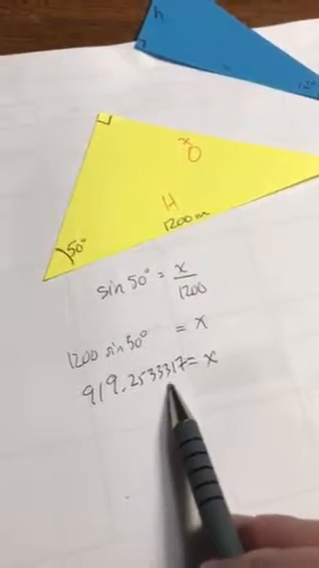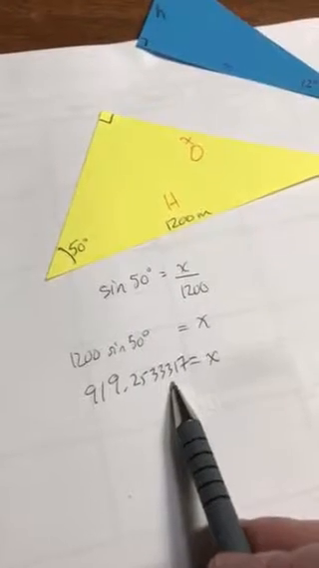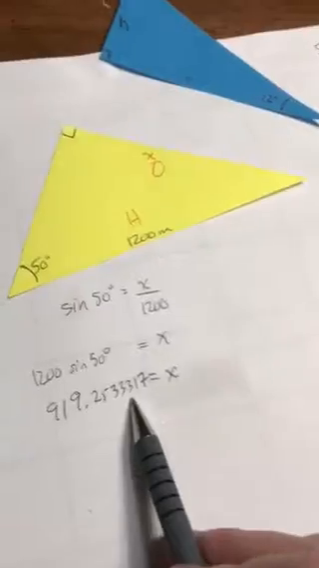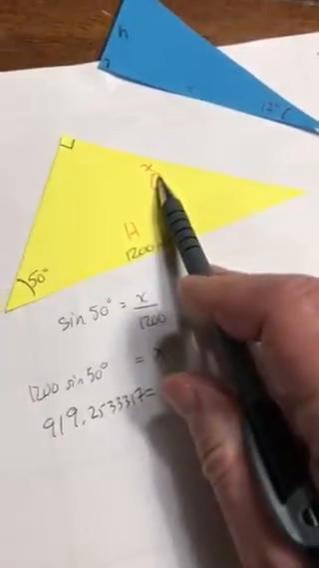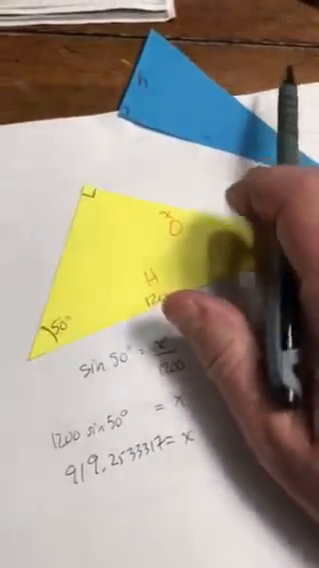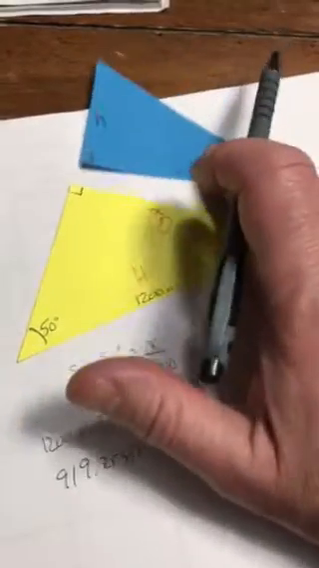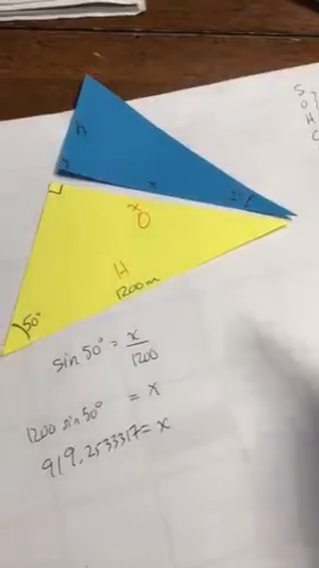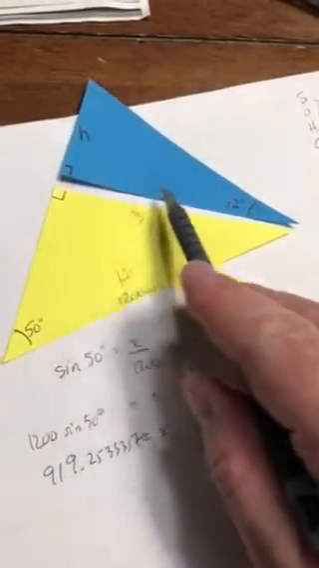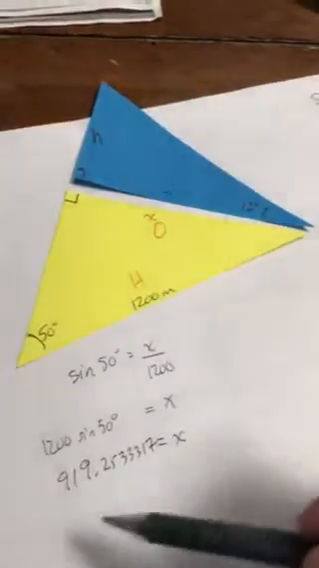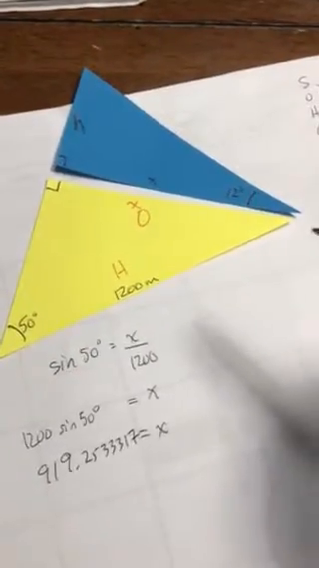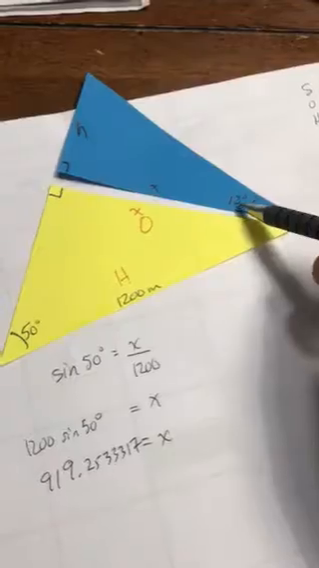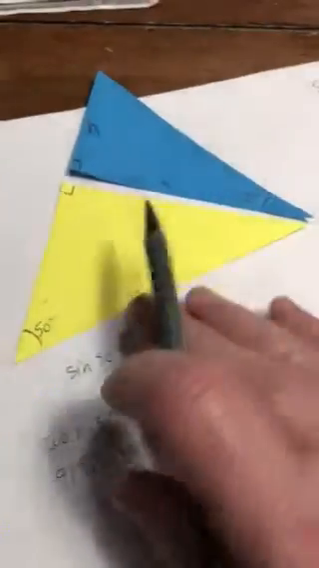I want to use as many decimal places as possible. I don't want to round too early, because rounding too early will take away from my true answer at the end. My true answer is not finding X. My true answer is finding H. Now that I have X, I have the X in my blue triangle as well because they are the same side. So I know that X is approximately 919.253317. Now that I have that side length and I have an angle measurement, I can find H.